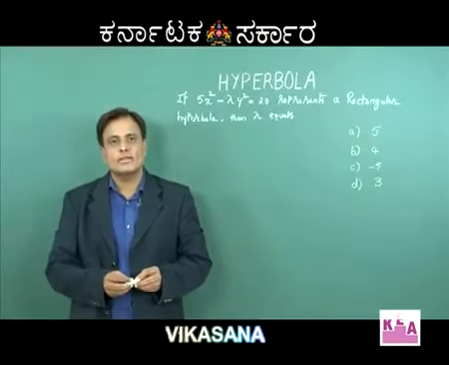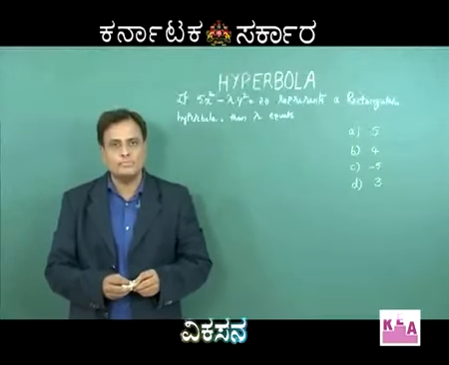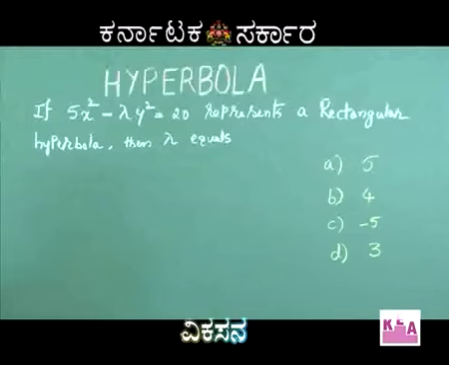Dear students, let us move on to the next example on hyperbola. Please read the question first. If 5x square minus lambda y square is equal to 20 represents a rectangular hyperbola, then lambda equals to. Options are: A is 5, option B is 4, option C is minus 5, option D is 3.